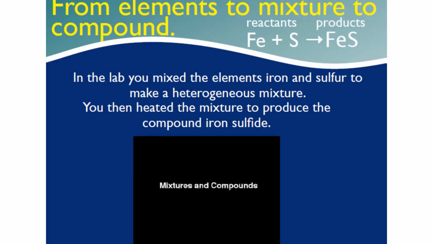So you have reactants, which are your starting materials. It could be elements, it could be compounds, it doesn't matter. It's just your starting materials in a reaction. When they make a product, that's the right side of the equation, and it produces something different. Reactants are the left side, your starting material, and products are the right side. For this example, if you take iron and sulfur and heat it, you get iron sulfide. So you go from two elements to a compound.